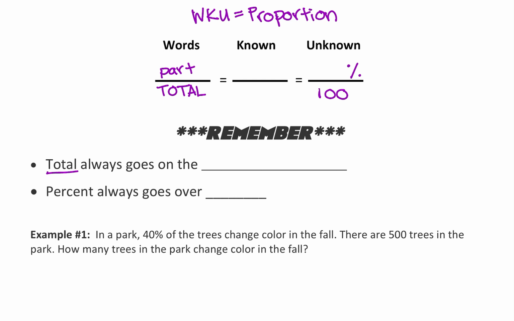So things to remember. Total goes where on a fraction? It goes on the bottom. So we always need to know total goes on the bottom, and then percent goes over 100. So we are going to use those two really important pieces to set up our proportions, okay?